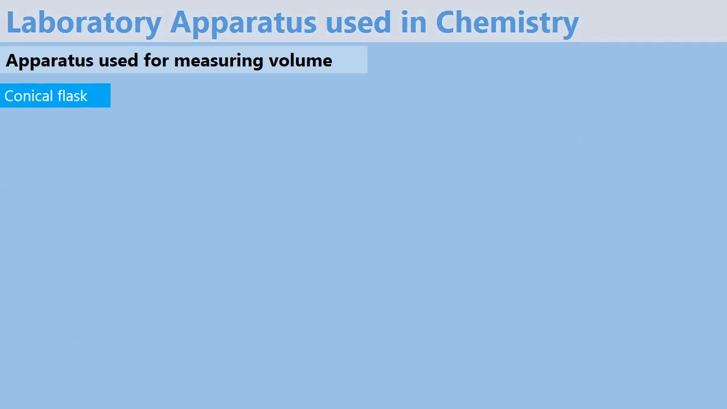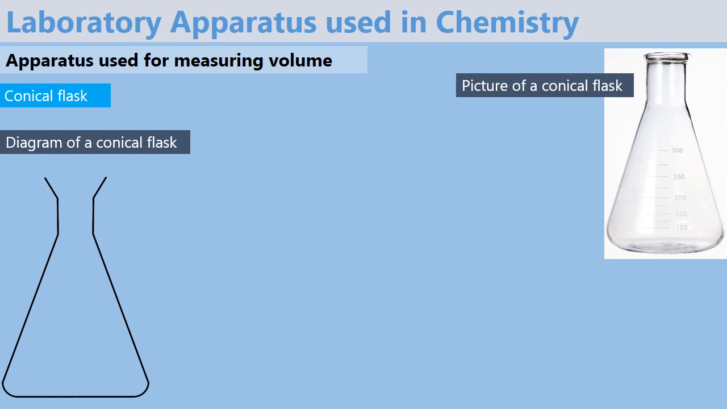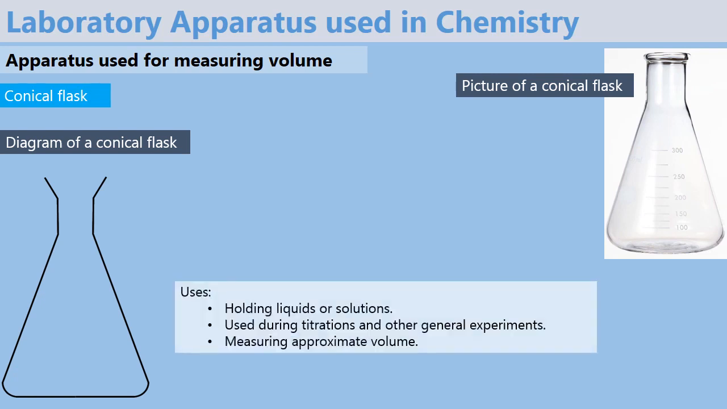The next apparatus used for measuring volume is known as the conical flask. Observe, this is a diagram of a conical flask, and again the picture of a conical flask. Again, you can observe the graduations. That means that a conical flask can be used to measure volume. Other uses of a conical flask include holding liquids. They're used during titrations and other general experiments, as well as, as I have already said, measuring approximate volume.